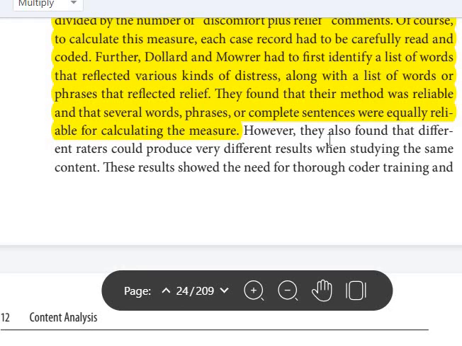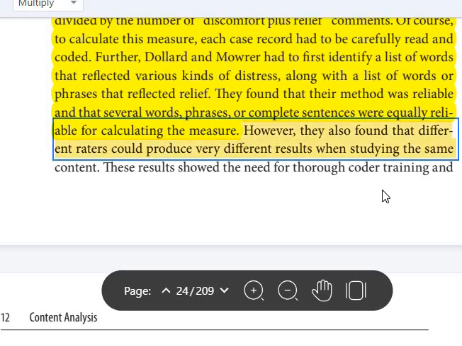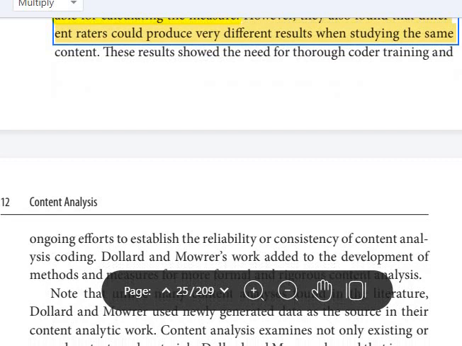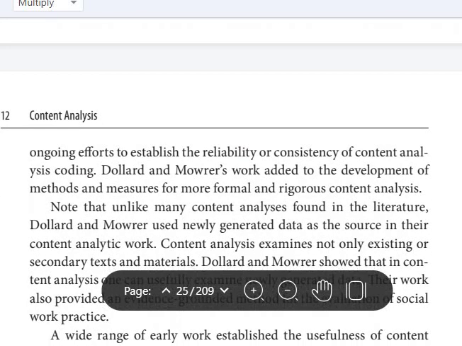Okay. However, they also found that different raters could produce very different results when studying the same content. That is a problem. We should not have different results. The different results were because of the use of different codes. That's why they should unify the codes used. Okay, so these results show the need for thorough coder training and ongoing efforts to establish the reliability or consistency of content analysis coding. So the problem was with the coding, we need more coding training.